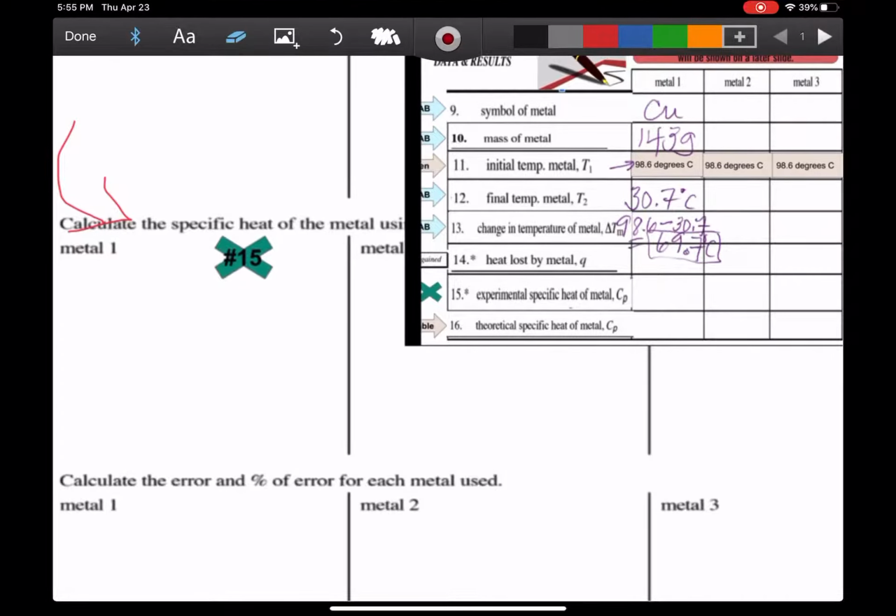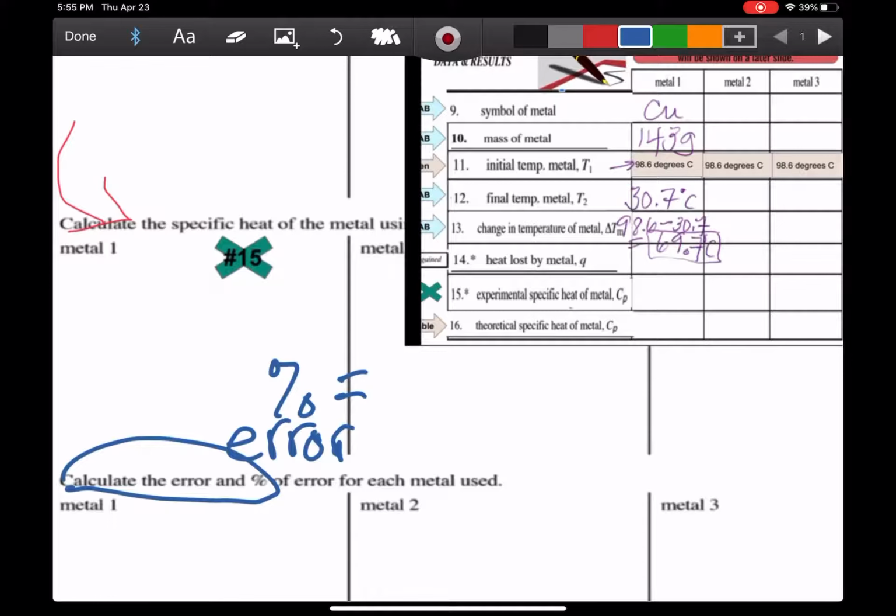The last question here: calculate the percent error for this particular experiment. What you need to understand is that percent error has a formula, and basically it's comparing how you did with how you were supposed to do. So it is the theoretical specific heat.